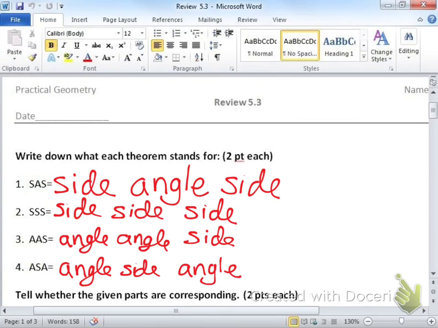All right, here are the answers for 1 through 4. This section is very simple, but it's also very important. If you don't know what all these abbreviations we're using mean, then they're pointless. So we all have to get on the same page.